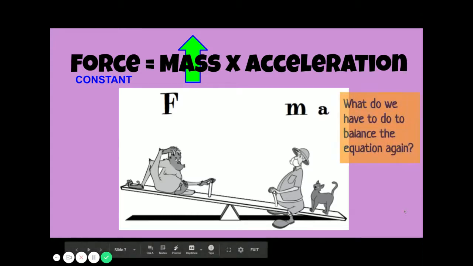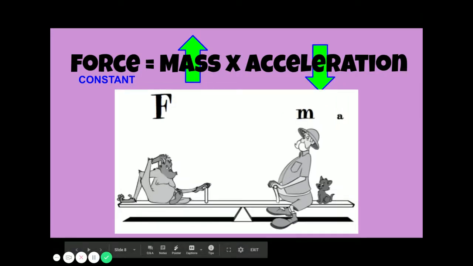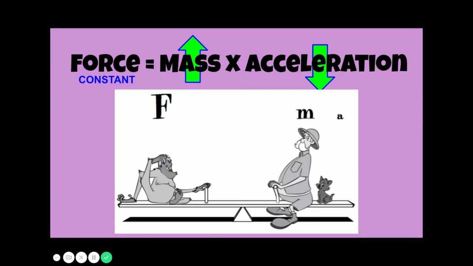So what do we do to put it back into balance? The only thing we can change is acceleration. So the acceleration has to go down. So now we have the tiny little acceleration, which balanced out the big mass.